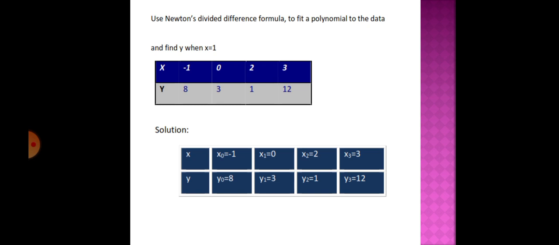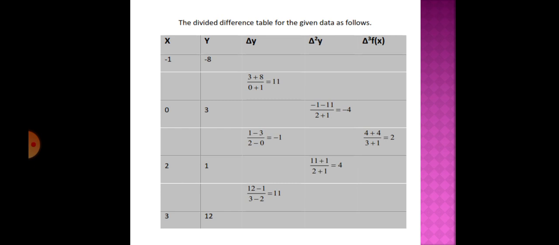They are given a tabular column, that is x: minus 1, 0, 2, 3, and y values: 8, 3, 1, 2, 12. First, you have to define the x naught, y naught, x1, y1, x2, y2, and x3, y3. So then you have to create a divided differences table. First, you have to write the x value and then you have to write the y value, whatever is given in the tabular column.